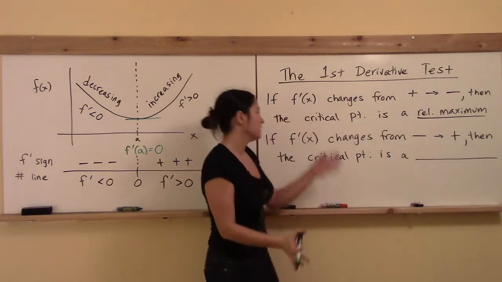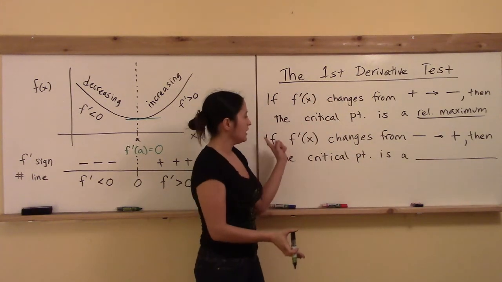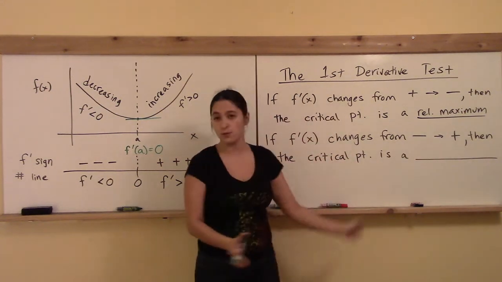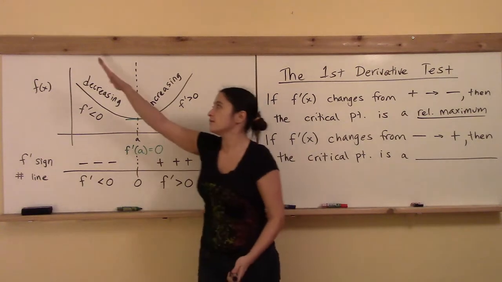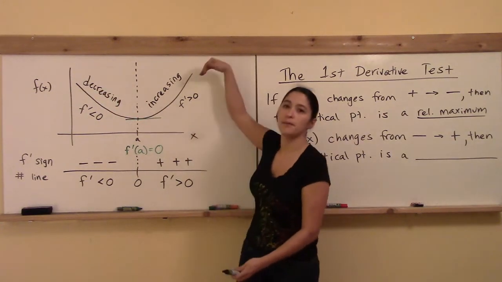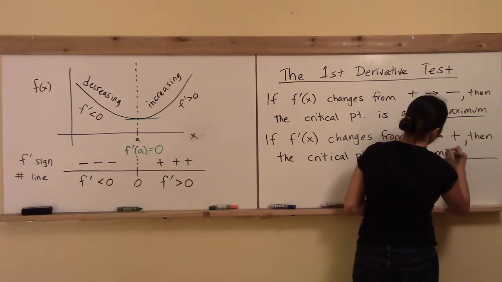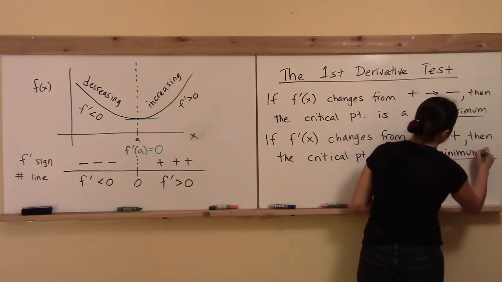Alright, so anyway, back to the first derivative test. If the derivative changes from negative to positive, then what kind of critical point is it? It went down and then it changed to up. So it's a minimum, okay? So that's how we remember that that's what gives us a relative minimum.